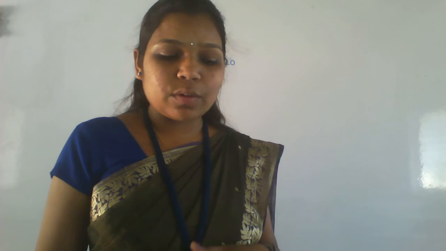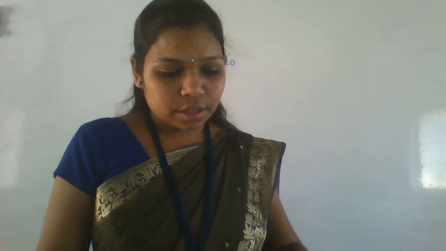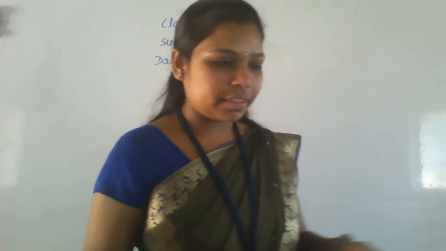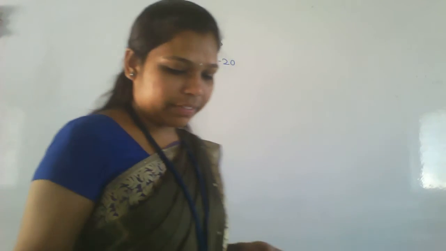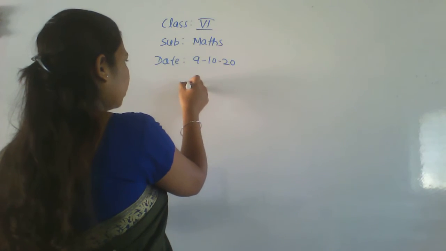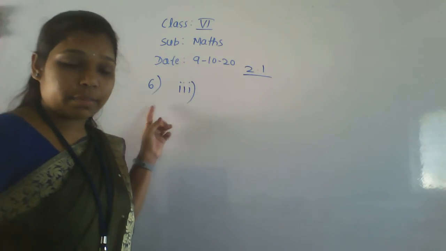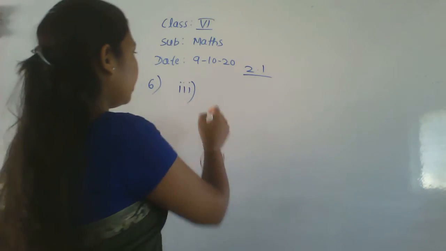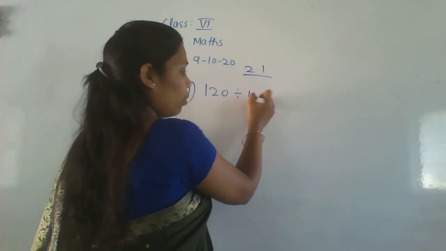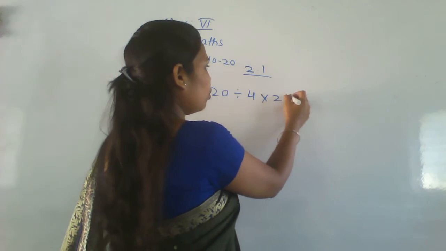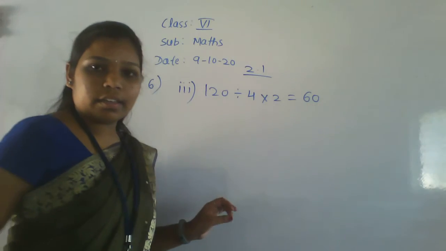In the last class, we solved exercise number 2.1 up to the sixth main. In sixth main only, we solved two or three problems, right? So today we'll start with the third problem, that is sixth main, 120 divided by 4 into 2 is equal to 60, right?